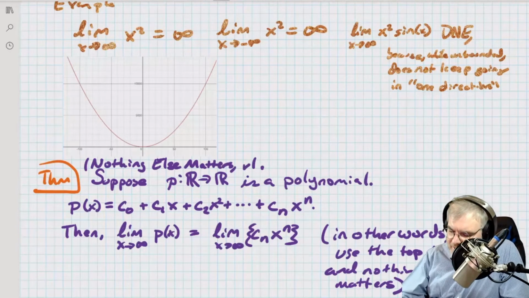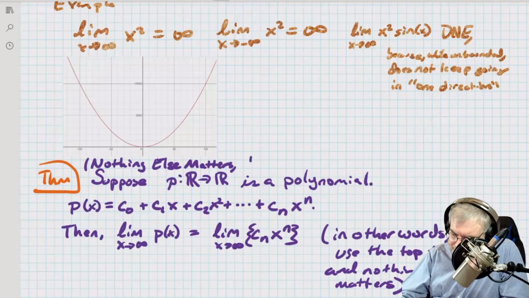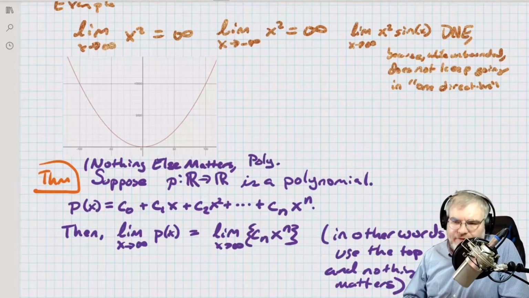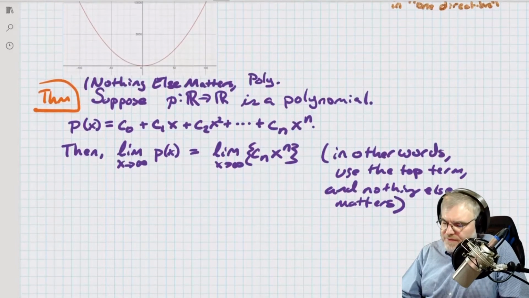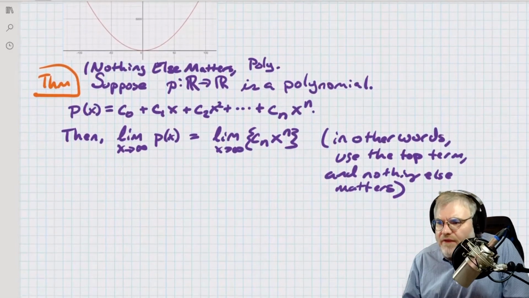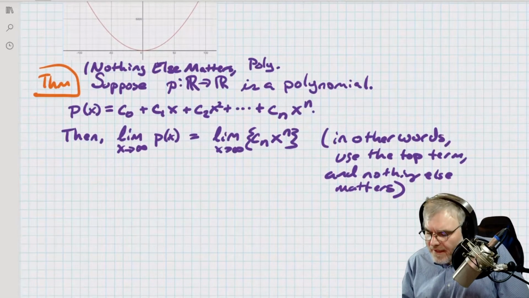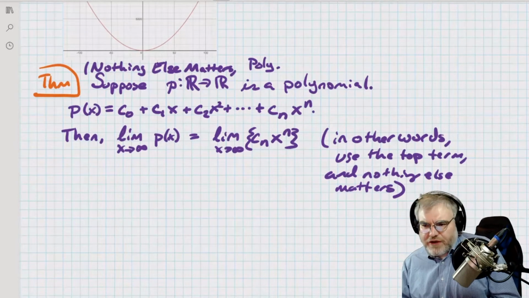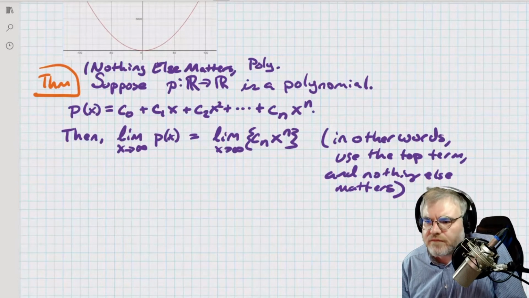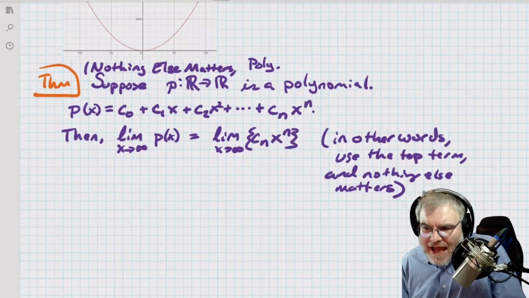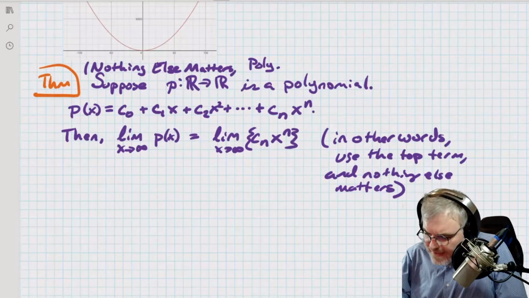So this will be the nothing else matters polynomial theorem. We'll have another nothing else matters, and you can always use them for the same thing. So all this says is that if I'm talking about a polynomial and I have a whole bunch of terms, who cares? The only term that matters is that Cn. Let me give you an example.